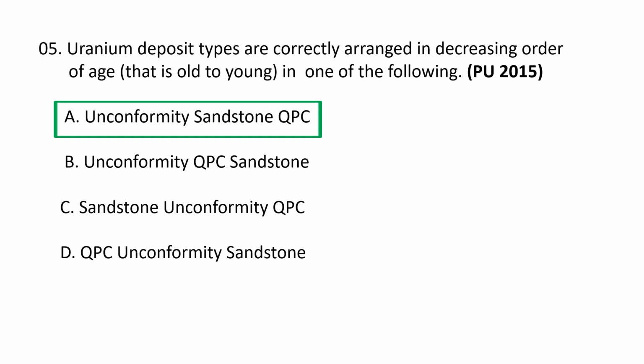The main types include the unconformity related deposits, sandstone deposits, quartz pebble conglomerate deposits, vein deposits, and various others like intrusives, volcanics, and metasomatic deposits. So the uranium deposit types arranged in decreasing order, that is from old to young, is unconformity, sandstone, and quartz pebble conglomerate. A is the correct option.